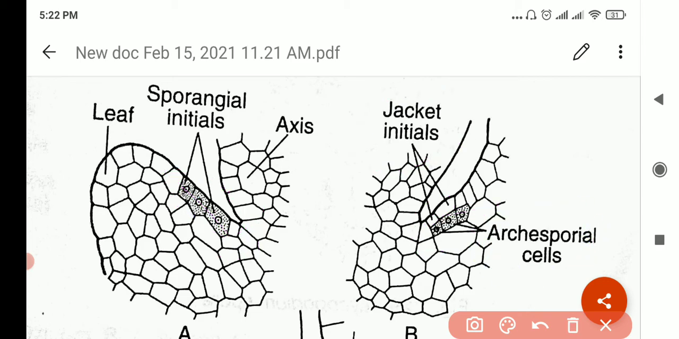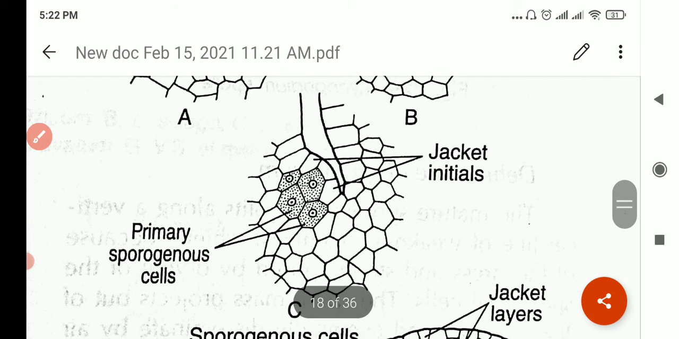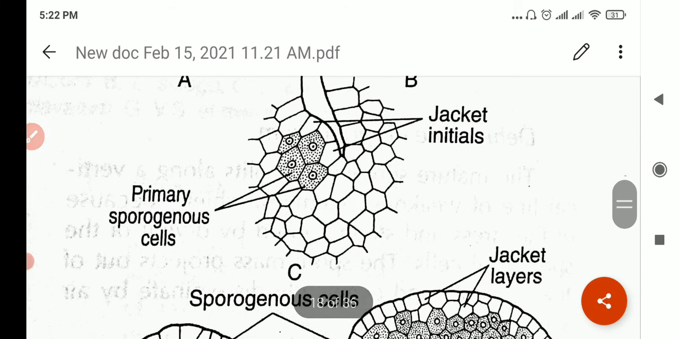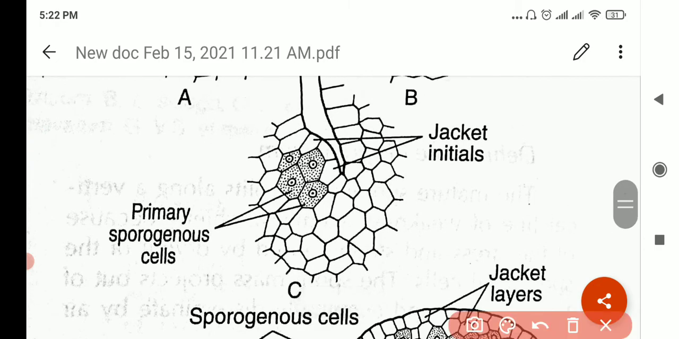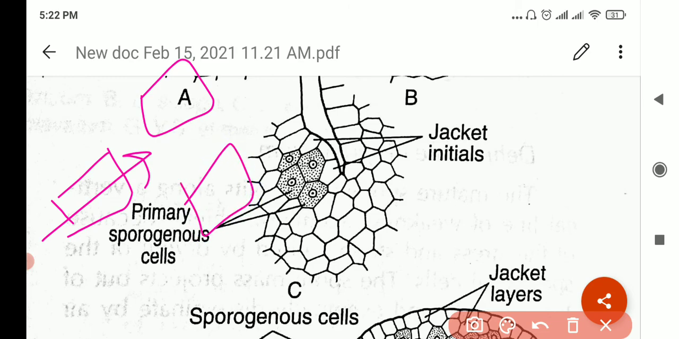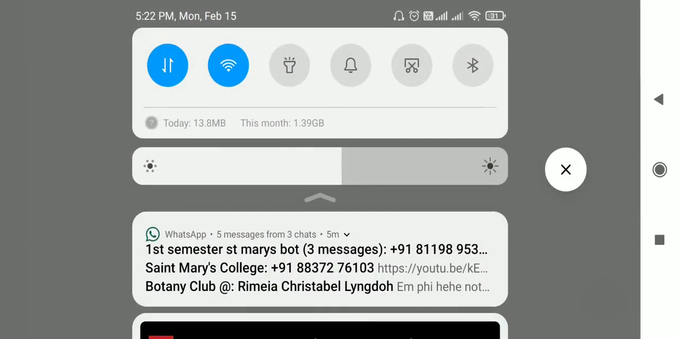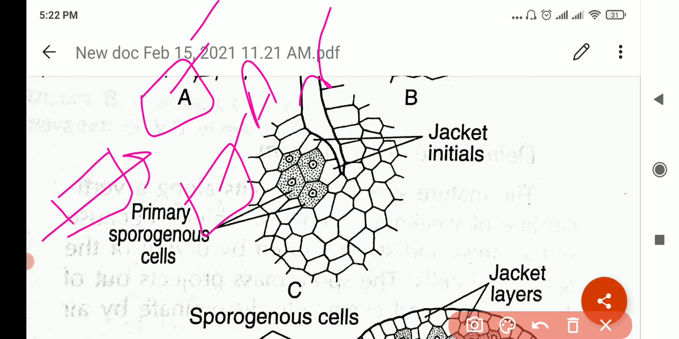Now let's look at the next diagram, that is C. Those archaeosporial cells will keep on dividing. Wait, let me draw. We start with this sporangial initial, this way, like that. This is your archaeosporial cells. This is your jacket initial. I'll write J for jacket, JI.